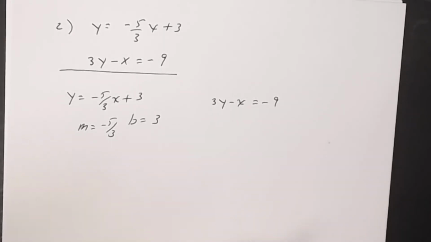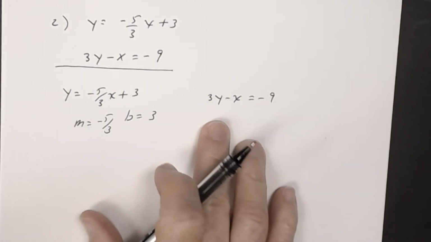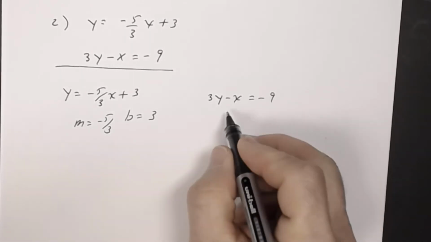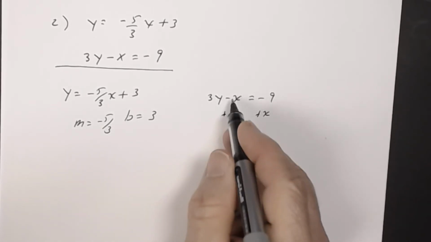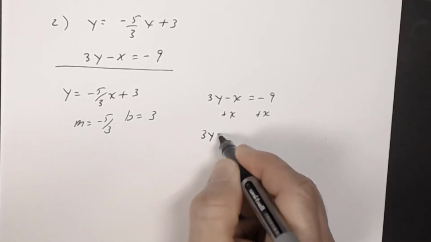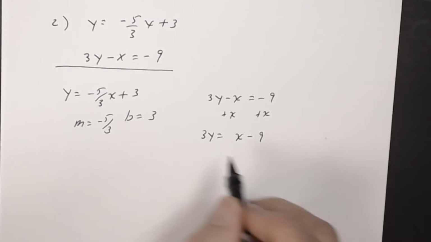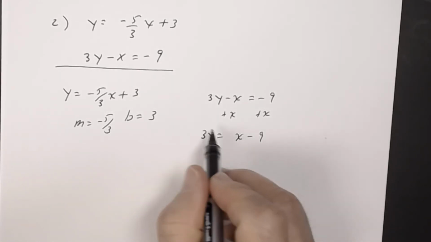All right, now remember, I want to graph this line, so I want to put this in slope-intercept form. To get this in slope-intercept form, I've got to solve for y. So I'm going to add x to both sides first, and then combining like terms, this is 0 right here. So I get 3y equals x minus 9. Y'all agree? And then to get y by itself, I'm going to go ahead and divide both sides by 3.